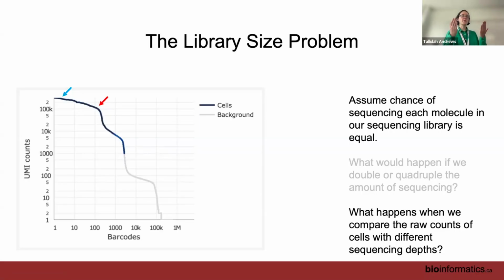We're going to have twice as many UMIs per gene than the red cell. So if we tried to compare them, we would say the blue cell has upregulated every gene in its genome 2-fold. But that's clearly nonsense. That's just because we happen to sequence more UMIs for the blue cell than for the red cell. So we want to get rid of this effect of total UMIs per cell.